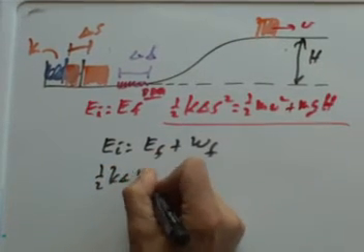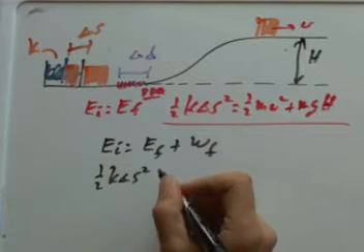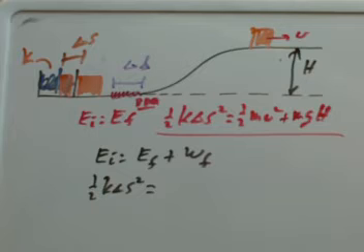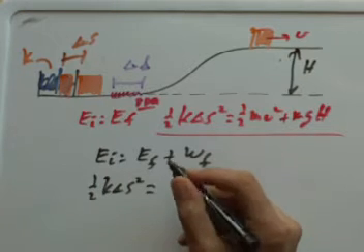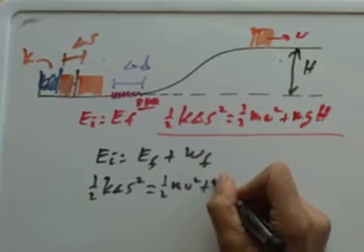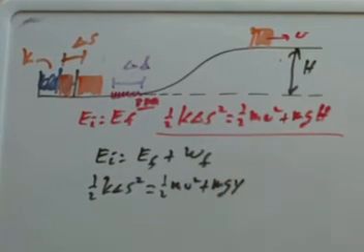I still have the 1/2 K times delta S squared. There's that compressed spring. And what that's going to do is go into the final energy of the block. Now that can be a variety of things depending on what your problem is asking for here. Let's just say that in general here it has some kinetic energy and it has some potential energy. And I'll go ahead and call it an mgy in there.